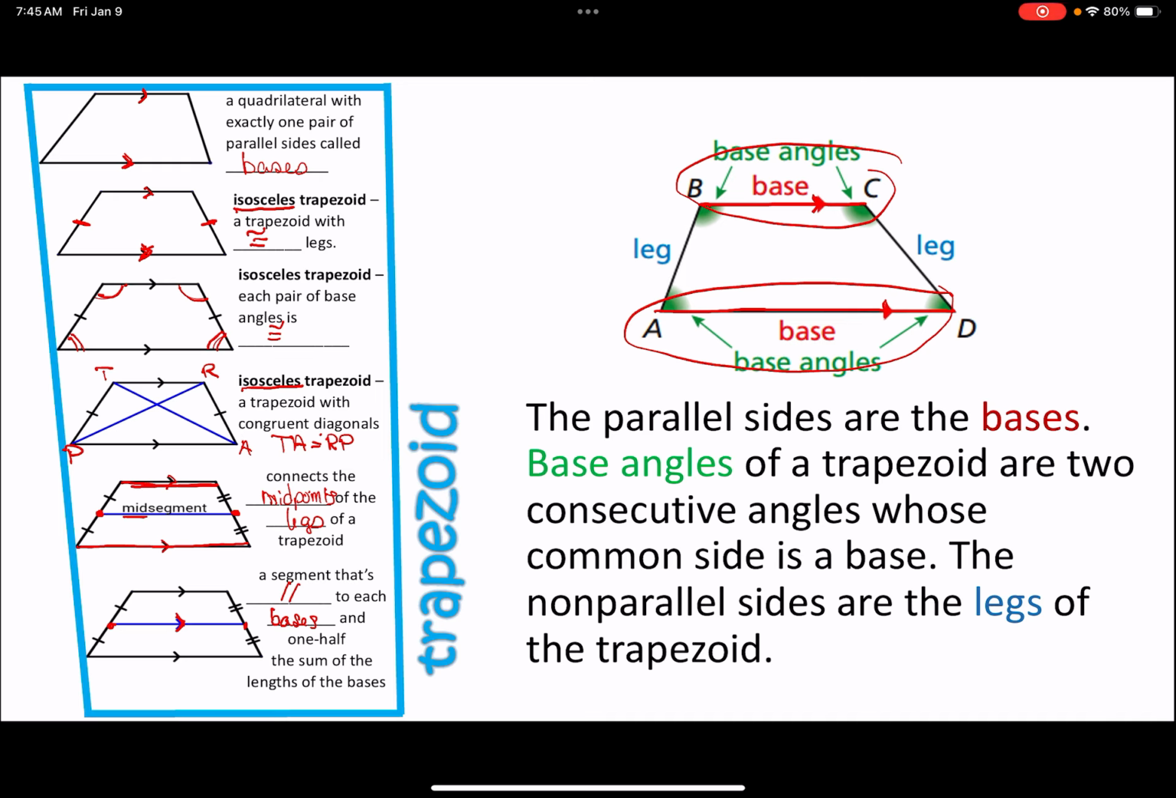And because it's exactly in the middle, it is 1/2 of the sum of the lengths of the bases. So if this is A, and this length is B, and this length is C, then B is going to be exactly half of the sum of A and C. It's the average of them, A plus C divided by 2.